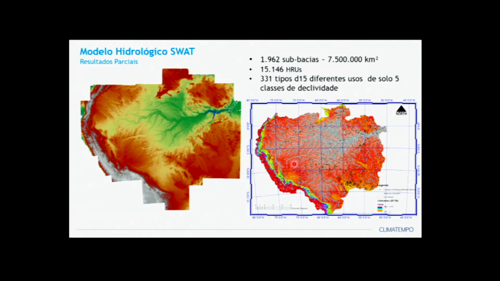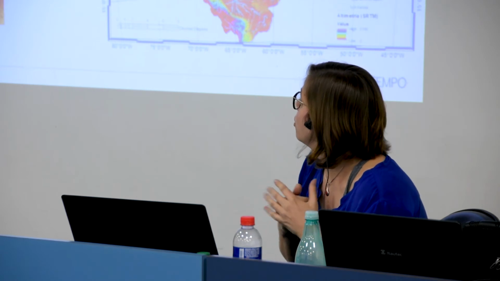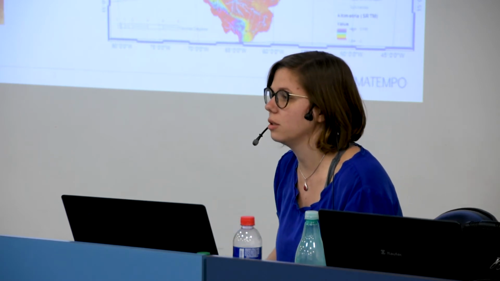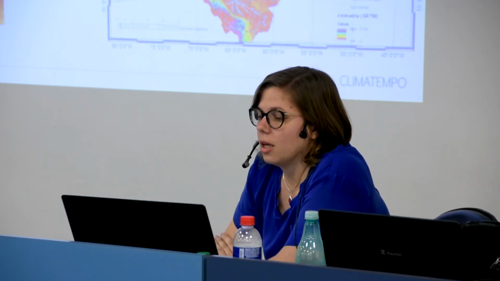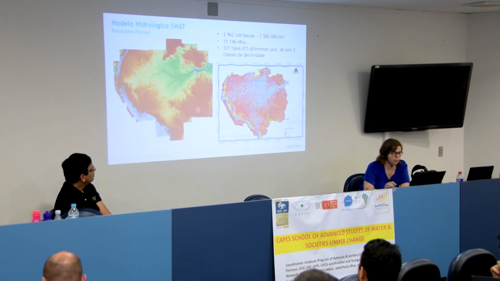So, of course, it's a huge basin, and we had a lot of problems just to delineate all the stream flows, especially with the DEM in the more downstream region where it's very flat, to make sure the water is flowing the right way, or the way that we wanted, especially in the waterways. So we even changed the DEM a little bit to make sure the water was going through the waterways, the hidrovias, okay. So this was, I think, what we delineated in terms of the SWAT project.